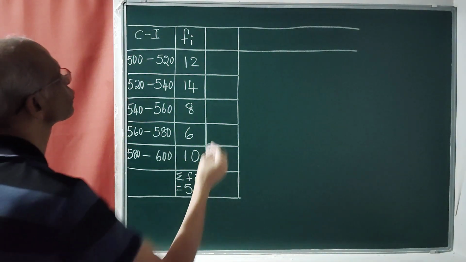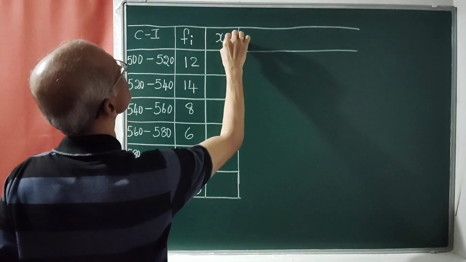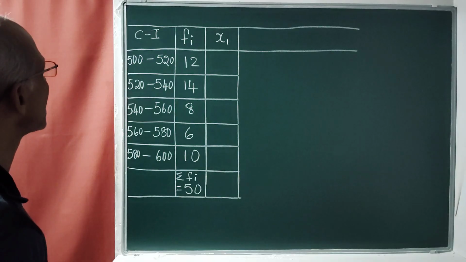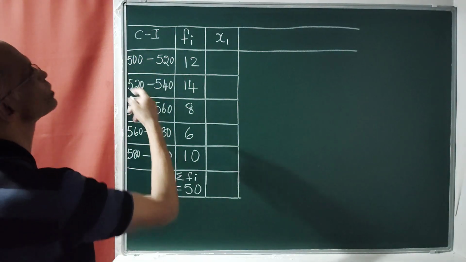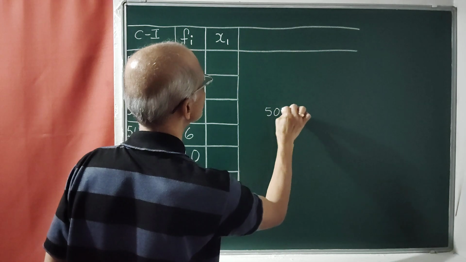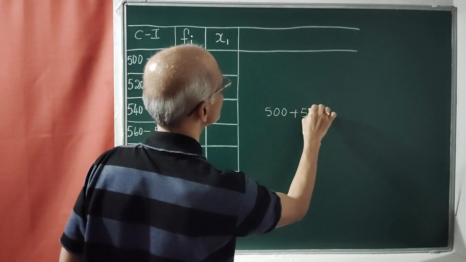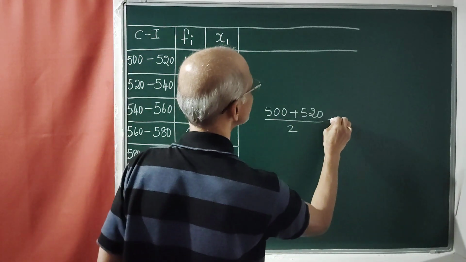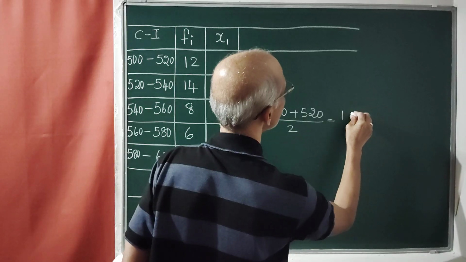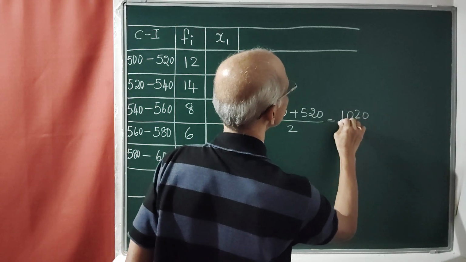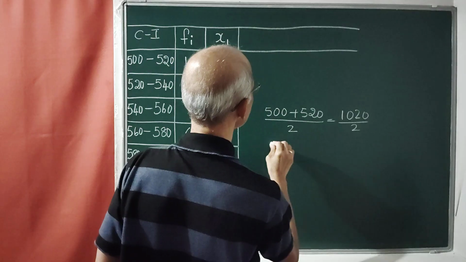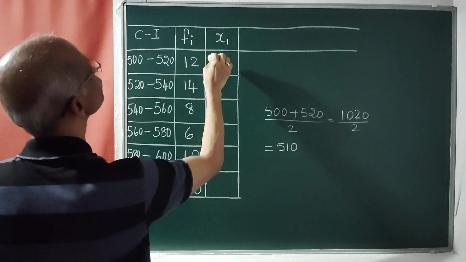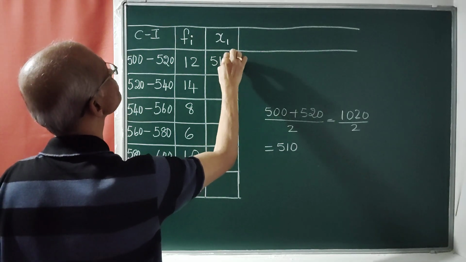The second step is you have to find xi. Xi means what? The class mark of the class. So we have to add the lower limit, upper limit, divide by 2. So 500 plus 520 divided by 2. So what we get? 1020 divided by 2. So we will get 510. 510 is the class mark of this class. So 510.